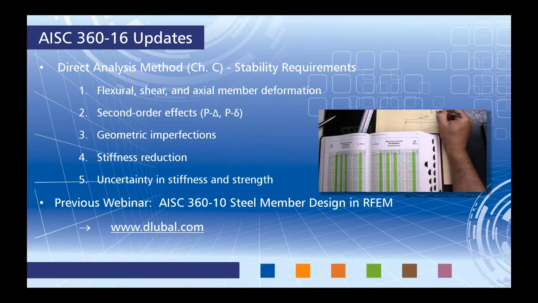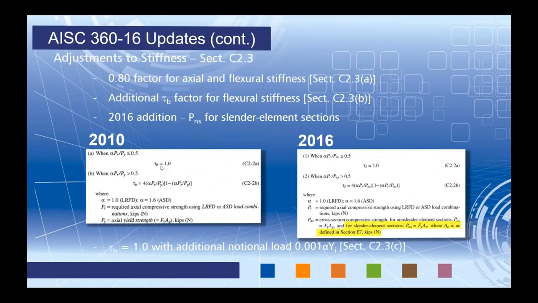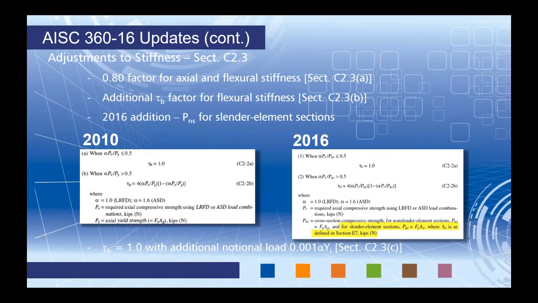In it, I really went into detail on Chapter C to show you exactly how to take into account each one of these stability requirements within RFEM. So it's a very helpful webinar if you're looking at P delta, stability requirements in general, and how to apply that to the structure. For today, though, what I do want to mention is just a change that was made in the 2016 edition to the adjustment of stiffness in section C2.3.